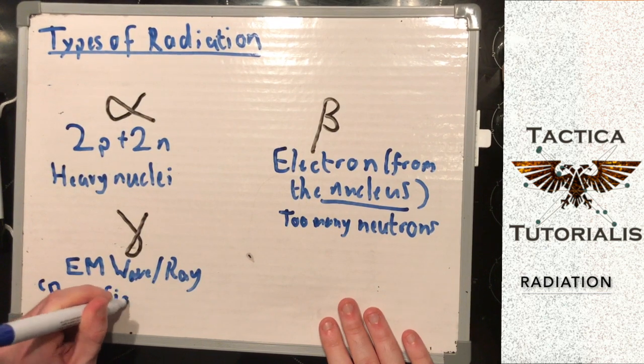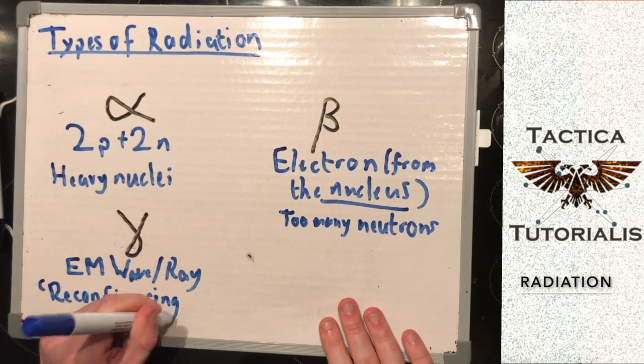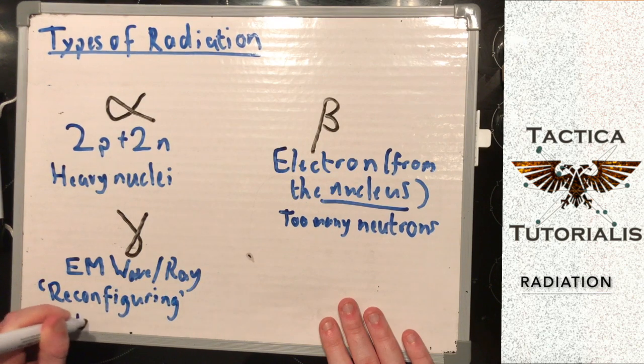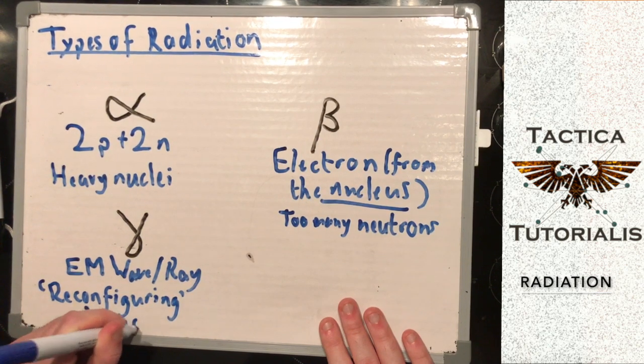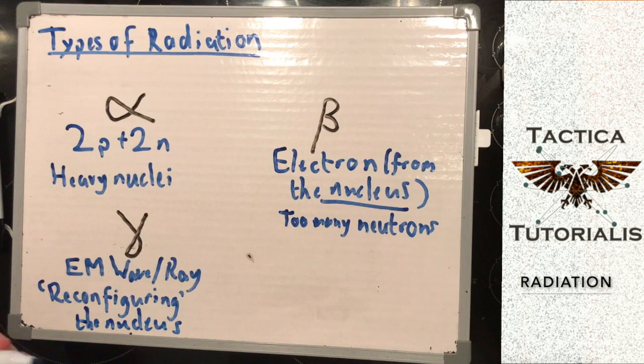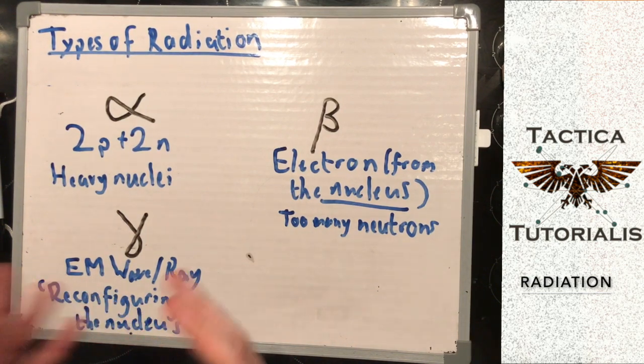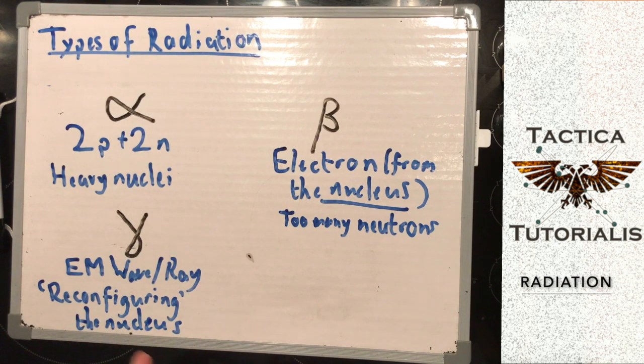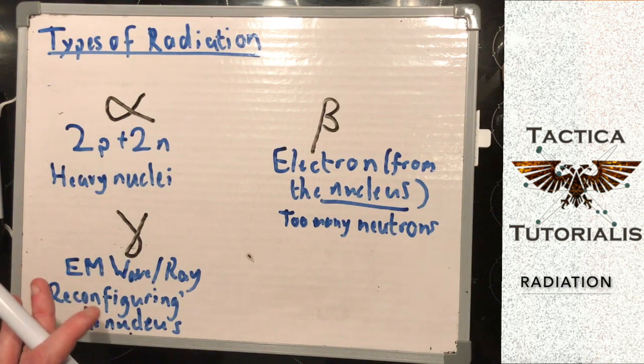So the best word I can use really is reconfiguring the nucleus, which is a big word and probably not the most scientific term you could use, but it's a case of getting the nucleus into a more stable configuration, a more stable layout of protons and neutrons when the decay has happened. It's a leftover product of the decay quite often, not always, but quite often.